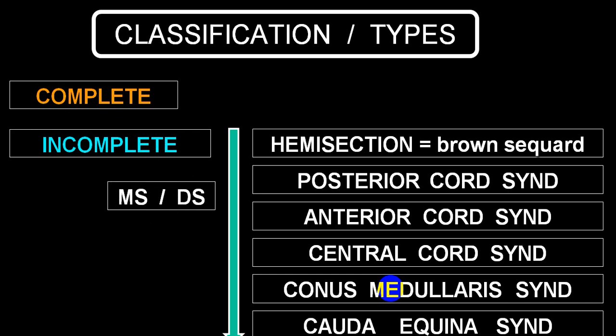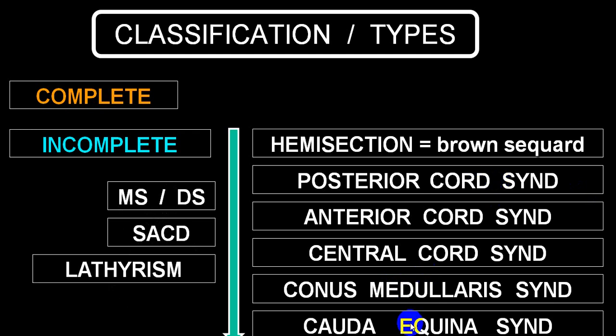Also, you can get involvement which can be incomplete or partial in case of multiple sclerosis or disseminated sclerosis. Subacute combined degeneration, we have already mentioned as a classical example in a posterior cord syndrome. Lathyrism will be mainly involvement of the anterior horn cells. Again, it will be partial.